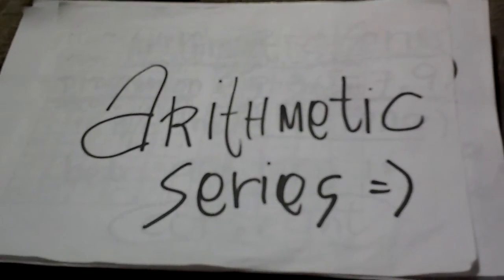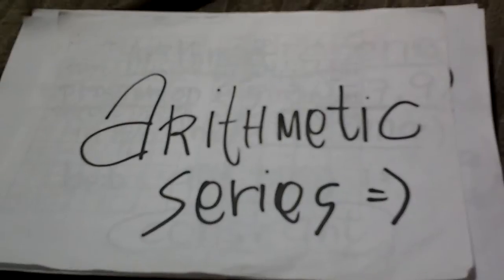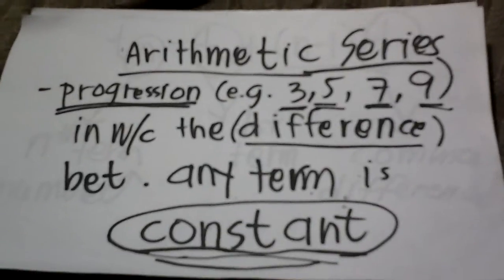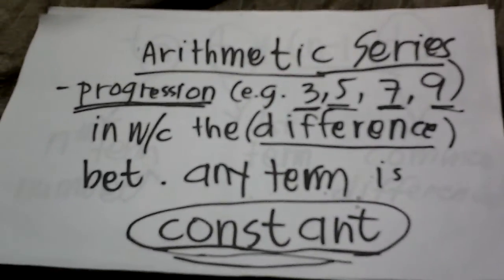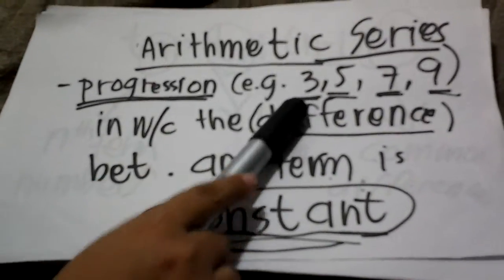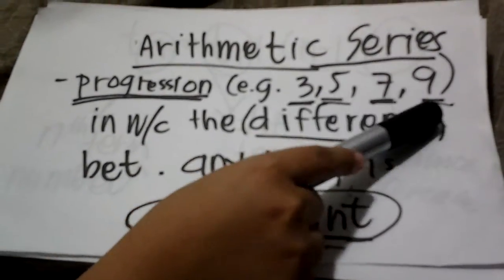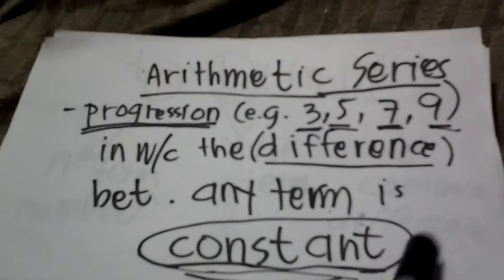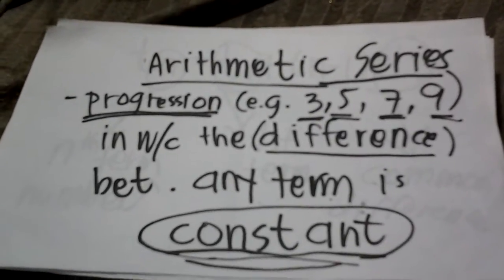I'm Jamie and I'm here to discuss arithmetic series and sequences. First of all, let us know what arithmetic sequence means. It is a progression. Examples: 3, 5, 7, and 9, in which the difference between any term and its predecessor is constant.